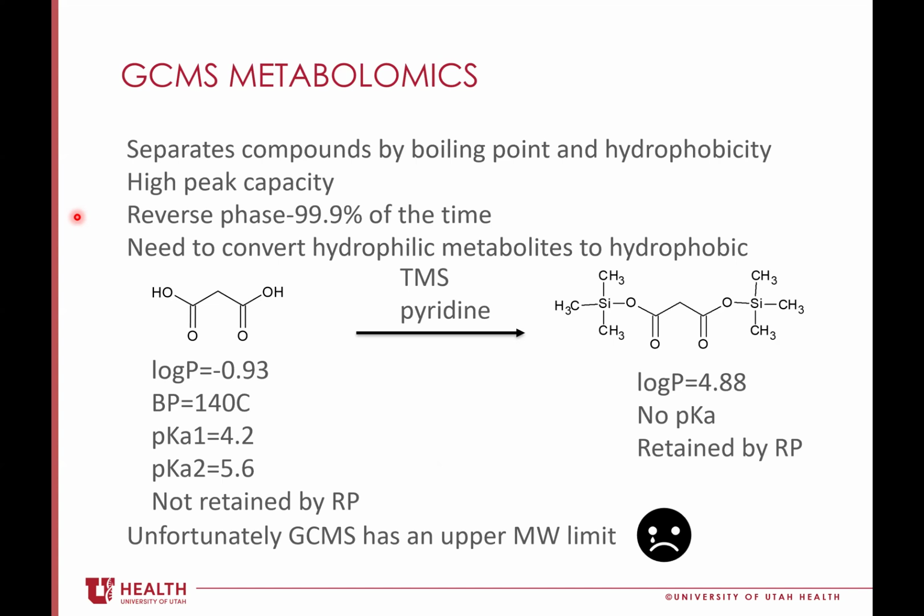But the downside is it takes more steps to do it. You have to use some chemistry to change, in this case, oxalic acid, I think. You have to convert it to an apolar state, and that takes time and money. The other problem is GCMS has an upper molecular weight limit. And that's where I really start separating the low molecular weight metabolome from the high molecular weight metabolome: its ability to be processed by GCMS.